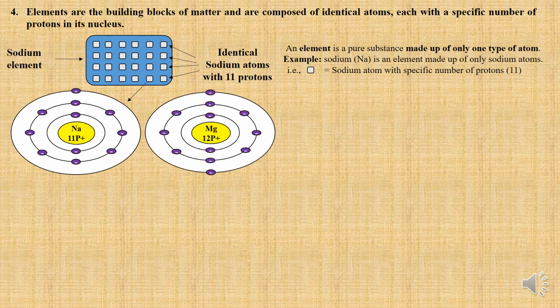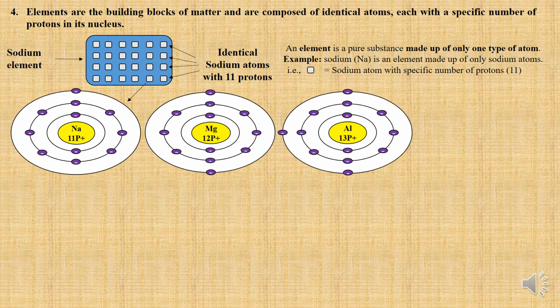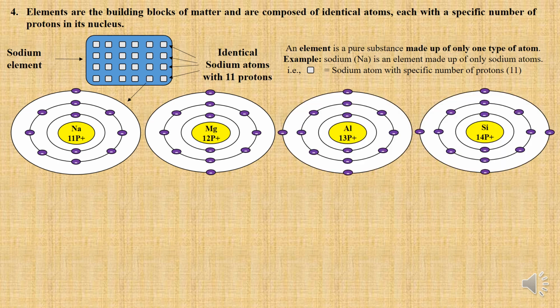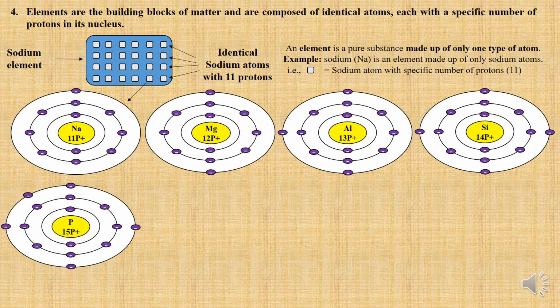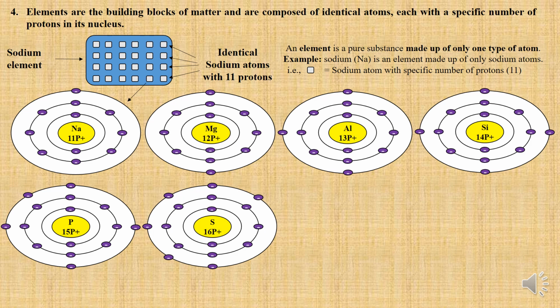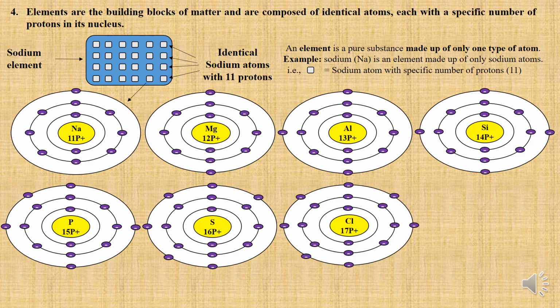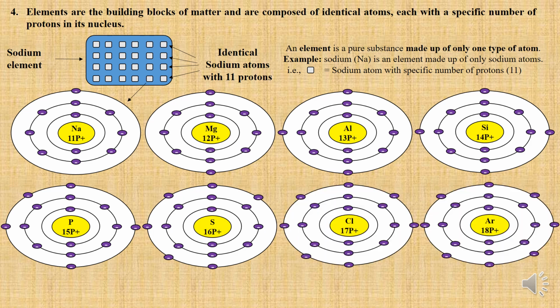Similarly, magnesium has 12 protons in its nucleus, aluminum has 13 protons, silicon has 14 protons in its nucleus, phosphorus has 15 protons, sulfur has 16 protons, chlorine has 17 protons, and argon has 18 protons in its nucleus.